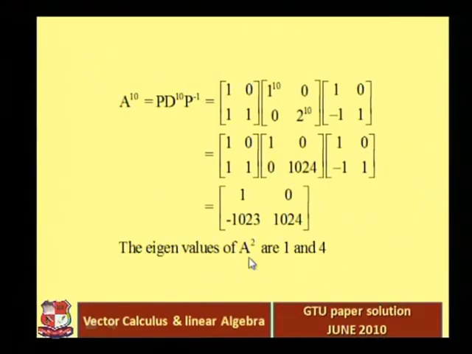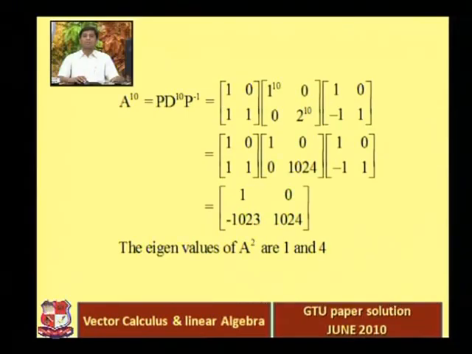That is also quite easy, because we know that the eigenvalues of A are 1 and 2. So there is a theorem that if lambda is an eigenvalue of the matrix A, then lambda raised to k is an eigenvalue of A raised to k. So the eigenvalues of A square are 1 raised to 2 and 2 raised to 2. So that is 1 and 4. So the answer is, the eigenvalues of A square are 1 and 4. Okay, so this question is complete now.